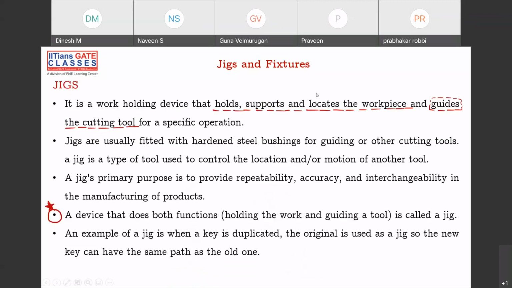So let me understand here. A jig is nothing but something that holds, supports, and locates. What is that, sir? It holds, supports, locates. I didn't get it, sir. Okay.